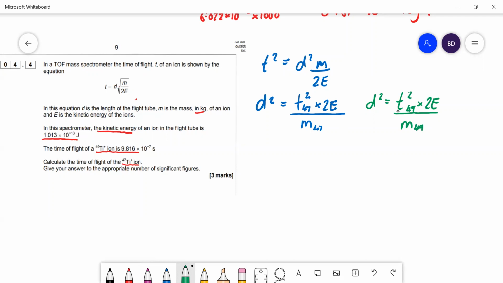Okay, now we know that we're going to substitute in the mass there. So the mass is, I'll just do it for this one, T47 squared multiplied by 2e. Now the mass of the 47 is equal to 47 divided by the Avogadro constant and divided by 1,000. That will give you the mass in kilograms. Okay.